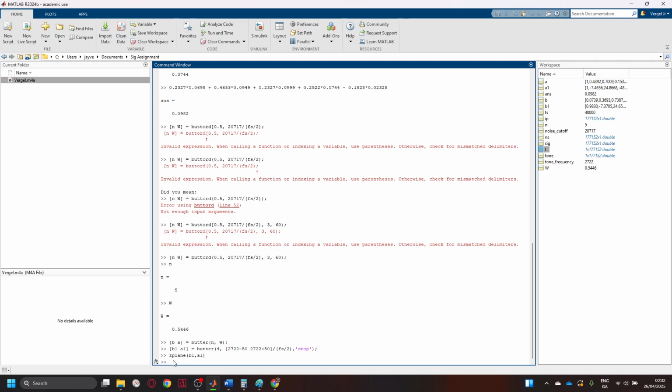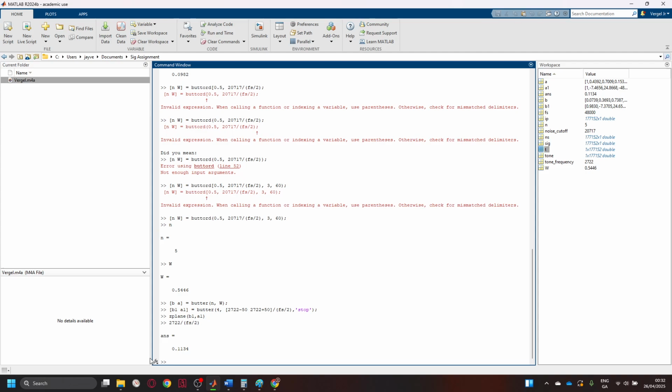we're just going to find the normalized frequency for 2722 because this is in hertz. So for that, just divide by Fs over 2. So that's 0.1134. So using the freqz function.